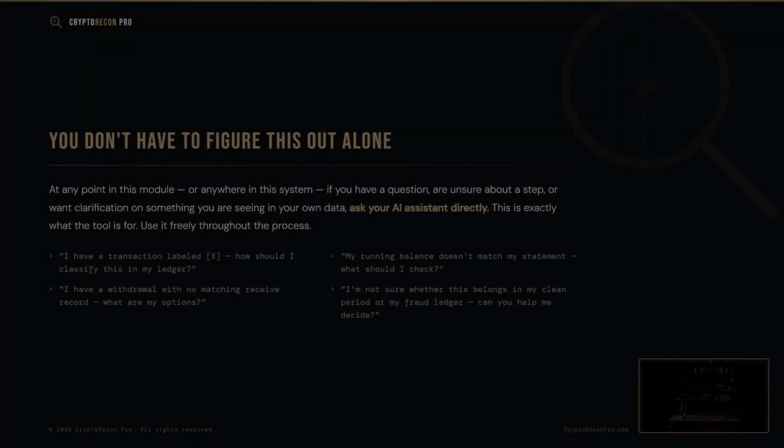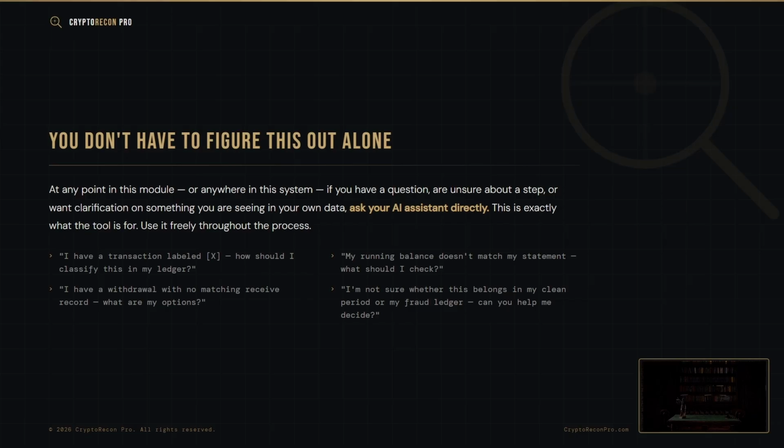You do not need to figure this out alone. At any point in this module, or anywhere in this system, if you have a question, are unsure about a step, or want clarification on something you are seeing in your own data, ask your AI assistant directly. Simply describe what you are looking at, what you are trying to do, and where you are stuck. Your AI tool can provide expert guidance on any step in this process, help you interpret records, clarify terminology, and walk you through decisions that are specific to your situation. This is exactly what the AI tool is for. Use it freely throughout the process.